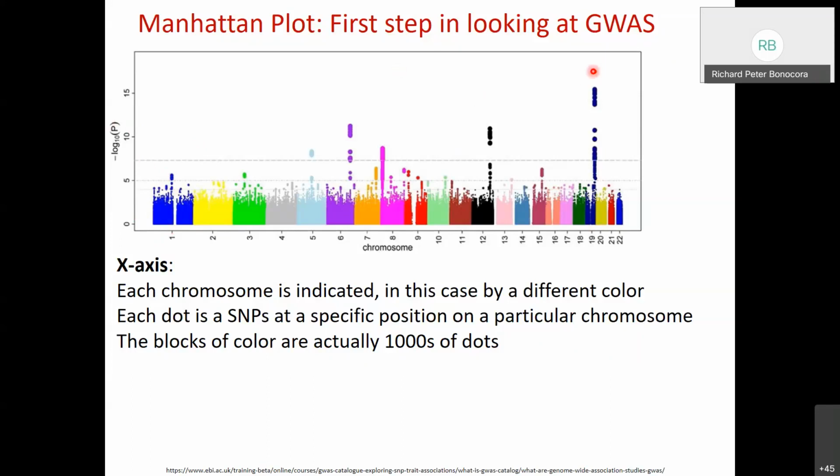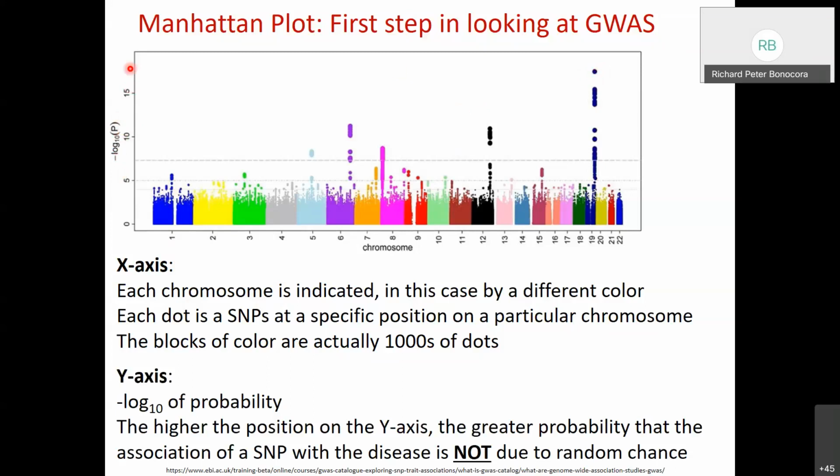So this is a negative log 10 probability. That means that the higher the number you have, the more likely that there's a significant association, and that's not just due to random chance. These are all different positions, and now they line up really nicely here.